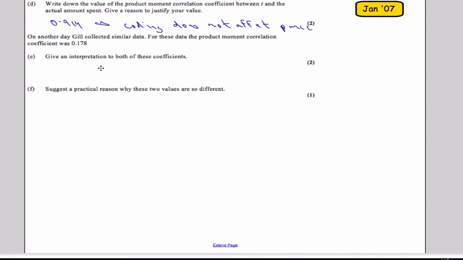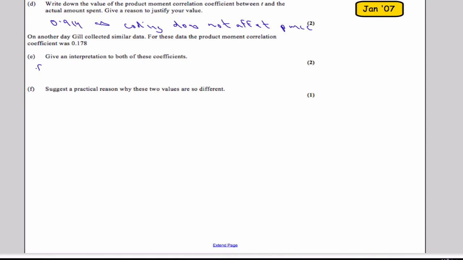Alright, on another day, Jill collected similar data. For these data, the PMCC was 0.178. Give an interpretation to both of these coefficients. So in the first instance, we got a PMCC of 0.914, which suggests that longer time shopping increased the spend. Whereas in this case, we have a very low PMCC, which suggests that there's very little relationship.